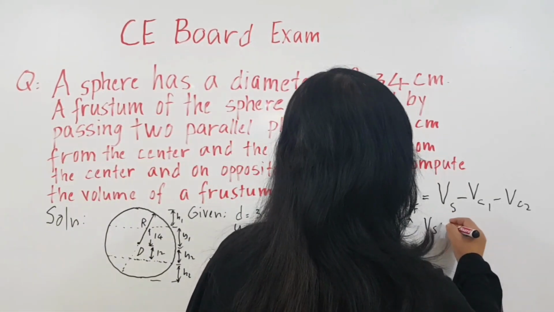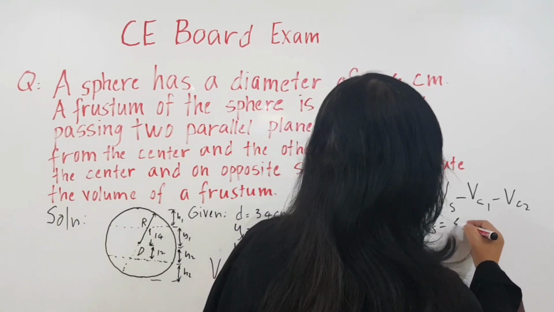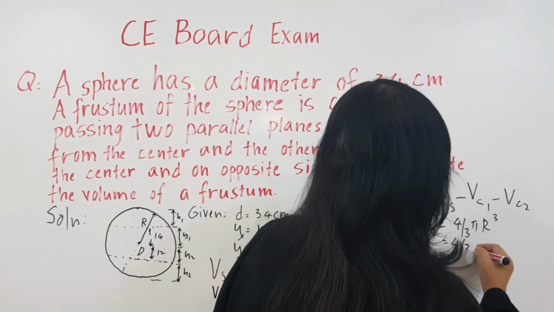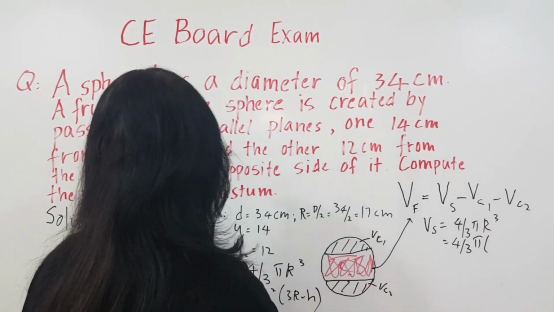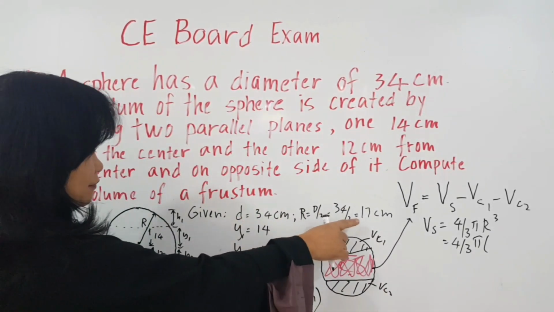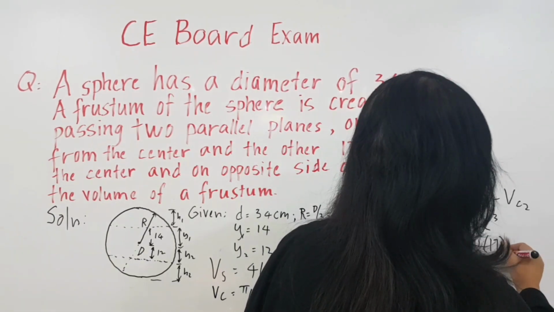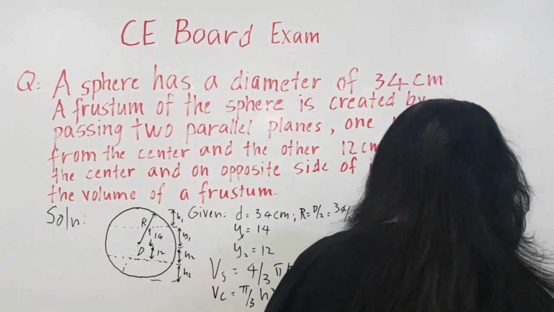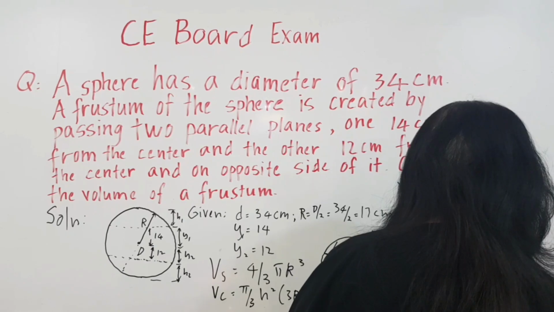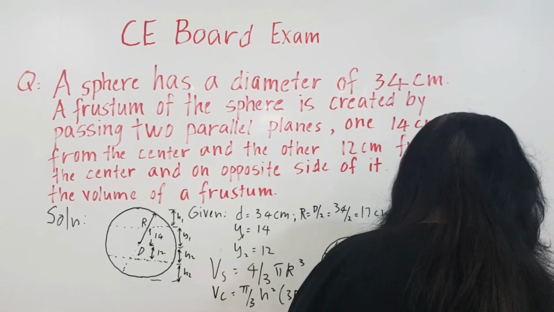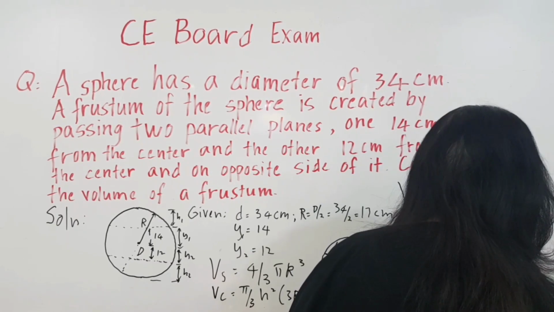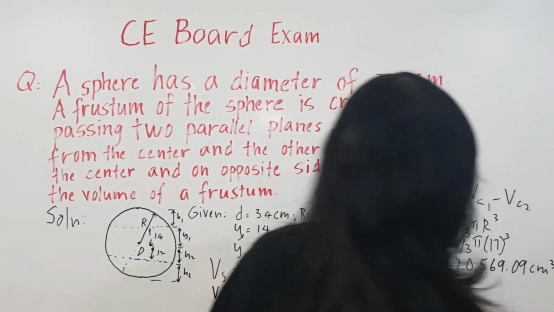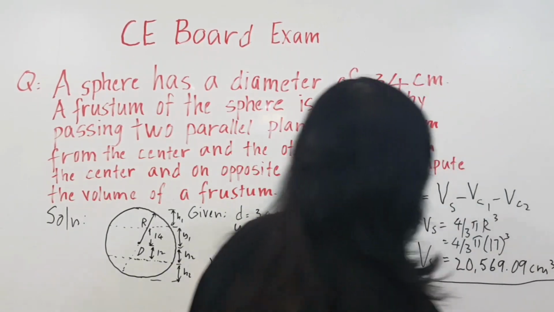Volume of the sphere is equal to 4/3 pi r cube. 4/3 pi times the radius, which is equal to 17. So 17 cube. Therefore, volume of a sphere is equal to 20,569.09 cubic centimeter. This is the volume of the sphere.